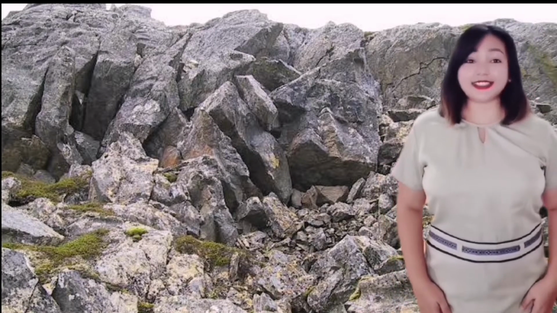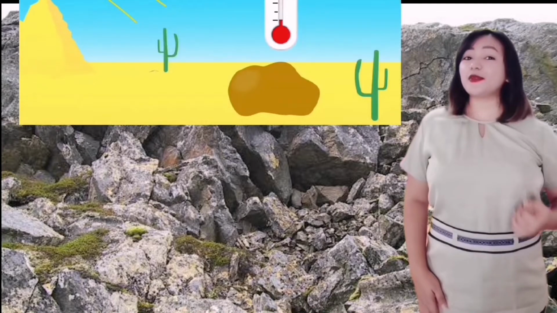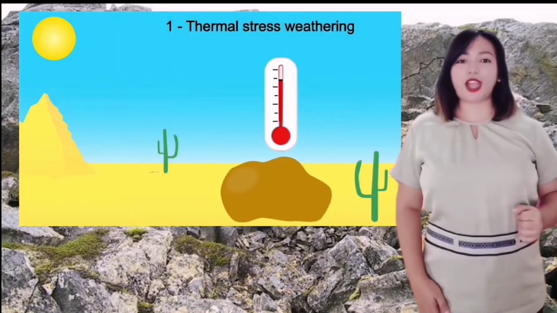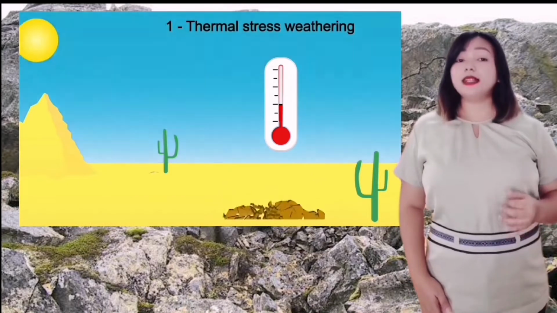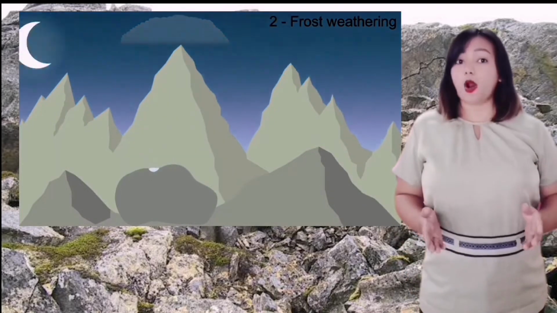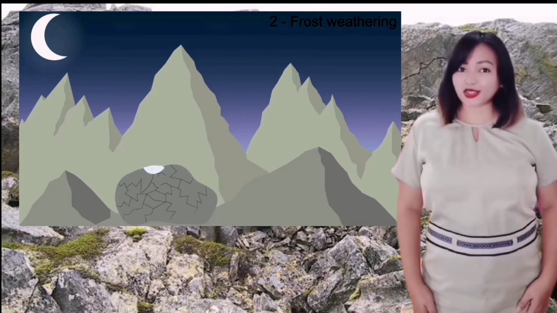Let's define again these types of weathering. Physical weathering breaks apart rocks without changing their chemical properties. It is caused by the effects of changing temperature on rocks, causing the rock to break apart. The process is sometimes assisted by water.